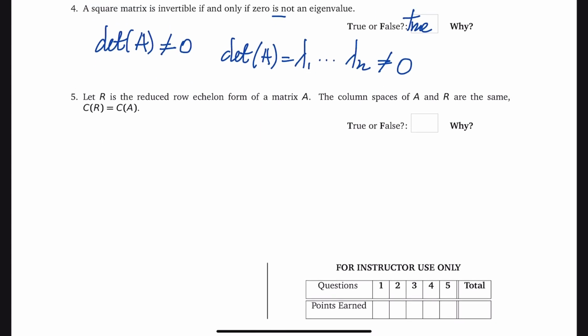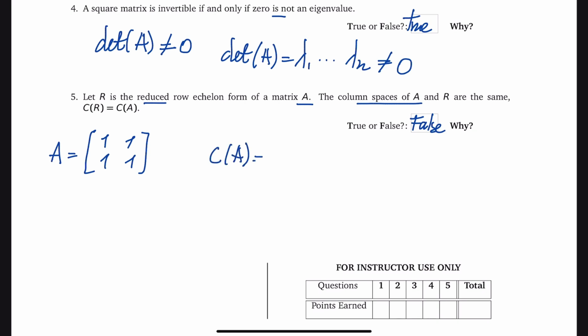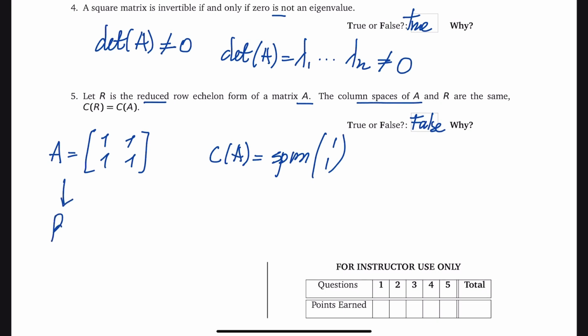And the last statement: let R be the reduced row echelon form of the matrix A, then the column spaces of A and R are the same, which is a false statement, right? The easy example would be, let's say A is equal to 1, 1, 1, 1. Then the column space of this matrix A is going to be the span of this column, 1 and 1. So essentially all of the vectors along this line, the 1 and 1 line. And the row echelon form of this matrix is going to be equal to 1, 1, 0, 0, right?